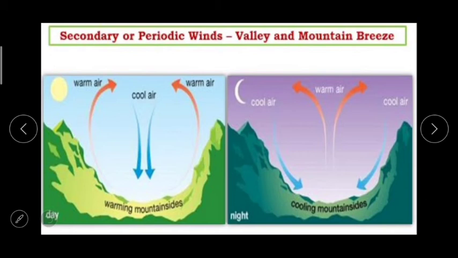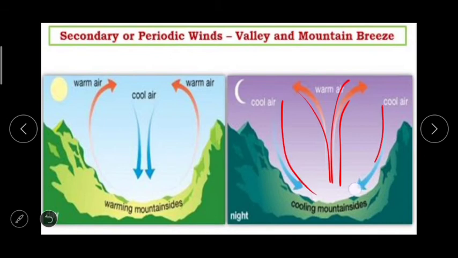Mountains cool down quickly at night. Valley zone is comparatively warmer. Air pressure is greater on the mountains. Winds blow from the mountain towards the valley. The hot and light air from the valley is pushed upward. Here you can see. And the cool air rushes down into the valley. Mountain winds set in after sunset.